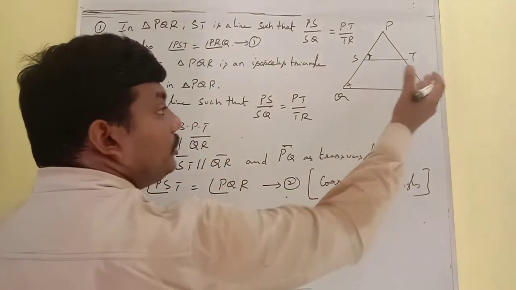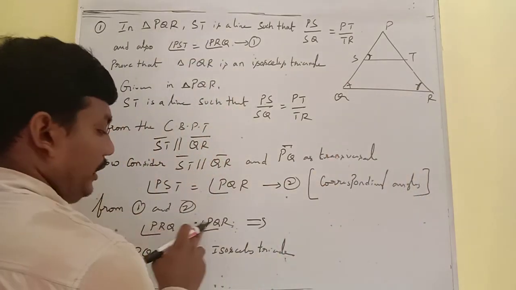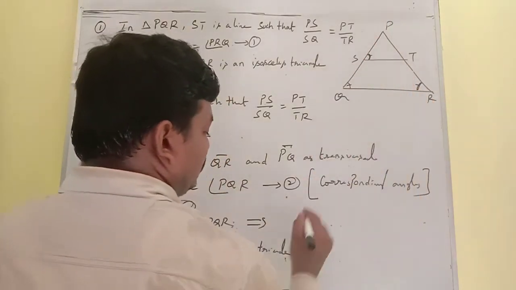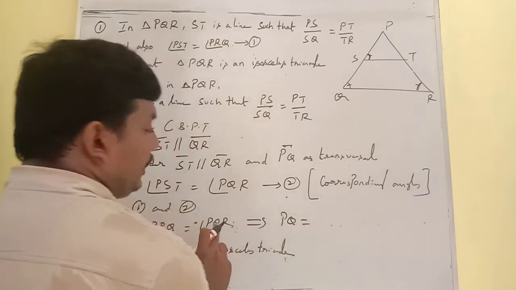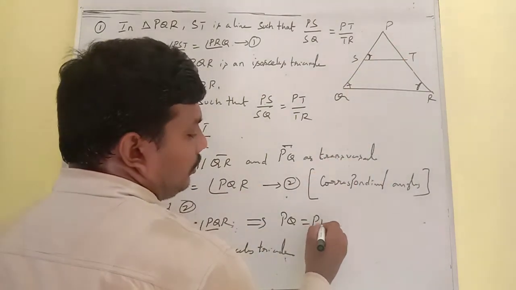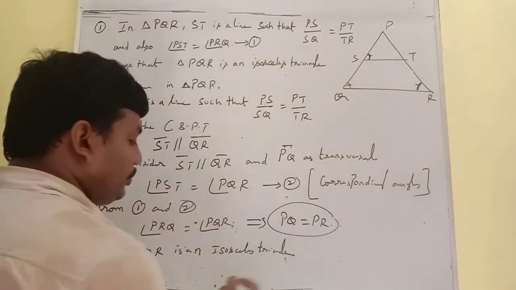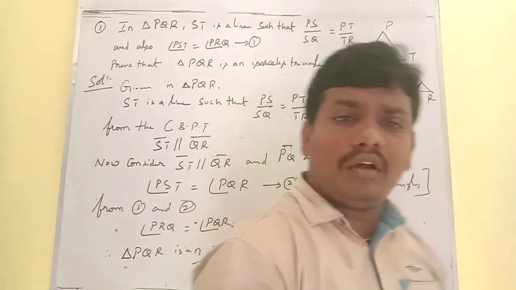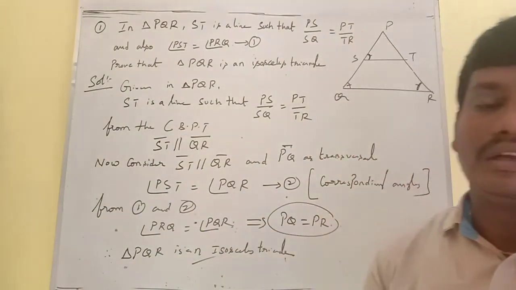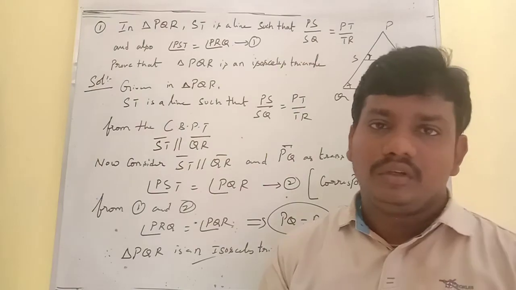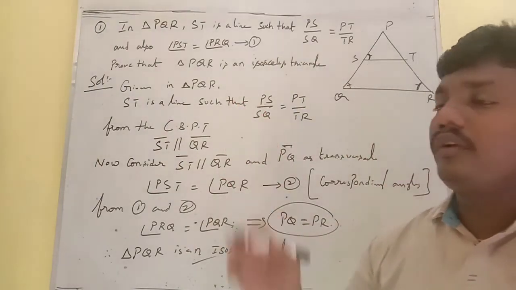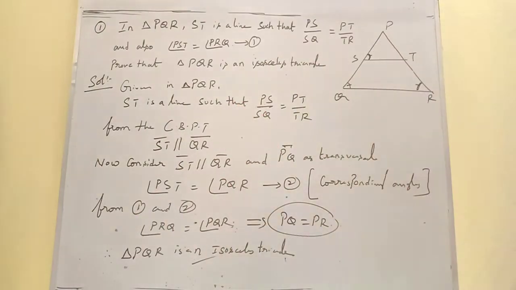If it is possible, you can take angle R and angle Q. Opposite to angle R is PQ. Opposite to angle Q is PR. When PQ is equal to PR, it is also an isosceles triangle. Even when the base angles are equal, it is an isosceles triangle. Okay. So now if you have any doubts you can comment.